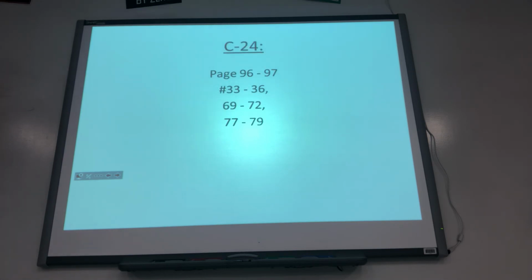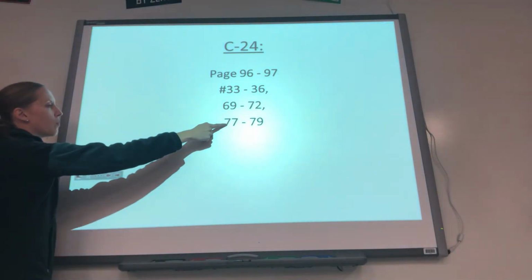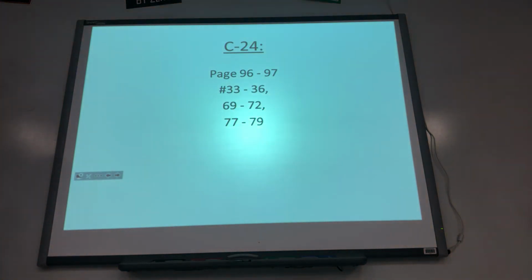Very good. This should be our assignment here. This is C24 from pages 96 to 97. We're all over the place. 33 to 36, 69 to 72, 77 to 79. I think the last few are the ones where you have to use intervals. All the rest of them you can possibly describe those other ways.